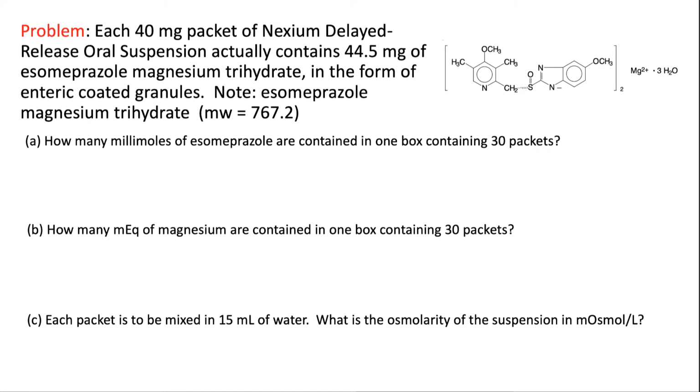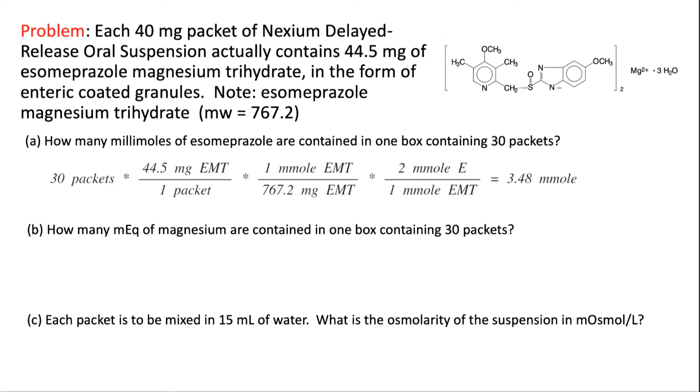It says, how many millimoles of esomeprazole are contained in one box that contains 30 packets? Where do we start? We said one box has 30 packets. So what we want to know is how many molecules, in the form of millimoles, of just esomeprazole are present in these 30 packets. So let's start with 30 packets and multiply by the weight of the esomeprazole magnesium trihydrate in each packet, which was 44.5. That was the amount per packet, so the units of packets cancel, and 30 times 44.5 tells us the total weight in milligrams of the EMT.